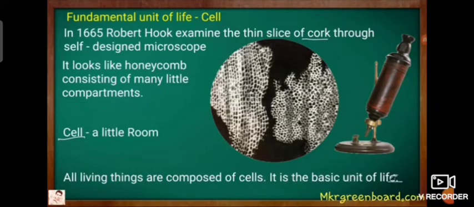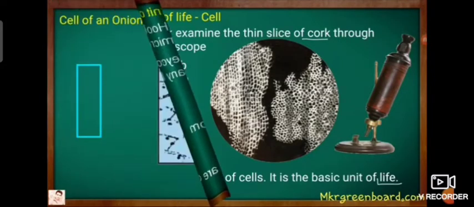Robert Hooke examined the slice of cork through his first self-designed microscope, and on that note we got the concept of cell and the concept of microscope for the very first time. He observed a honeycomb-like structure. You can see over here the honeycomb-like structure of the cork.